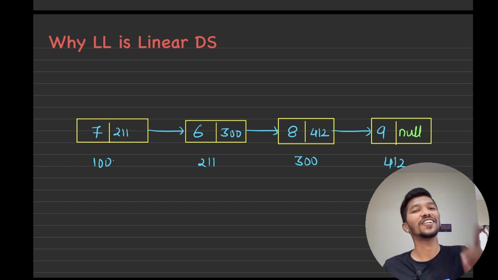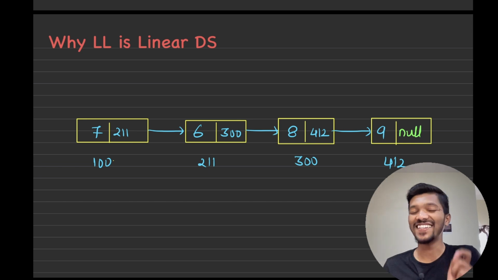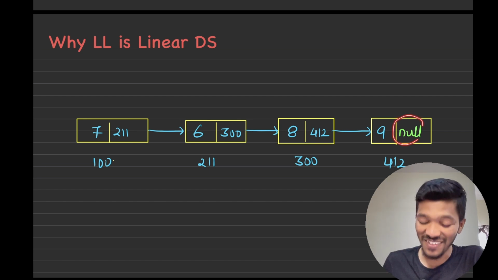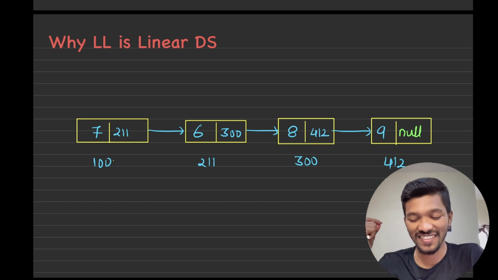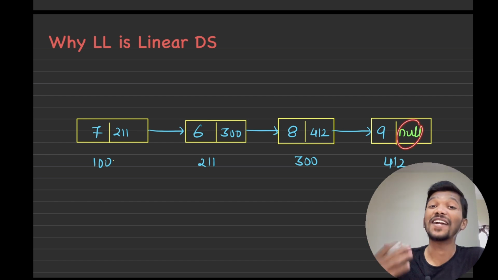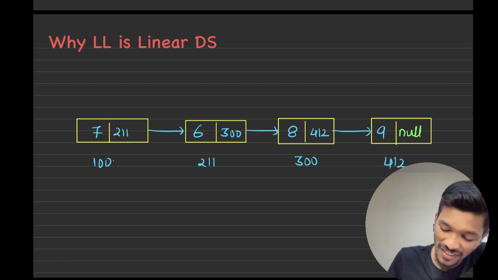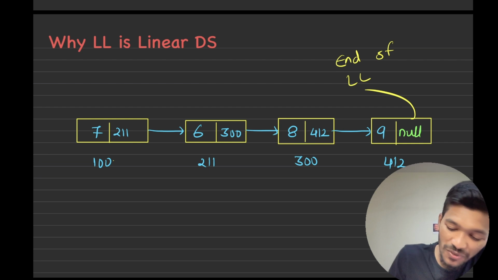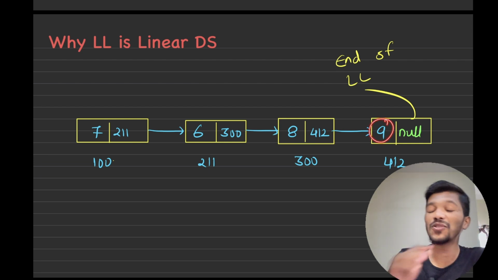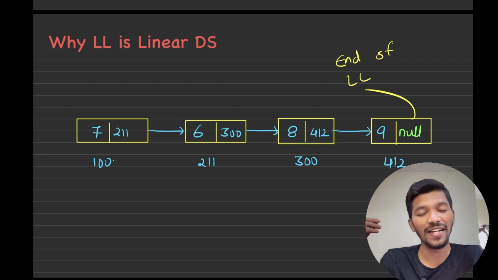That is the reason why it is called a linear data structure. And observe carefully in the linked list, I have written the null with a different color. Now what does exactly null represent? The null simply represents the end of my linked list, because if you observe carefully, after 9 there is no other node present in my linked list.